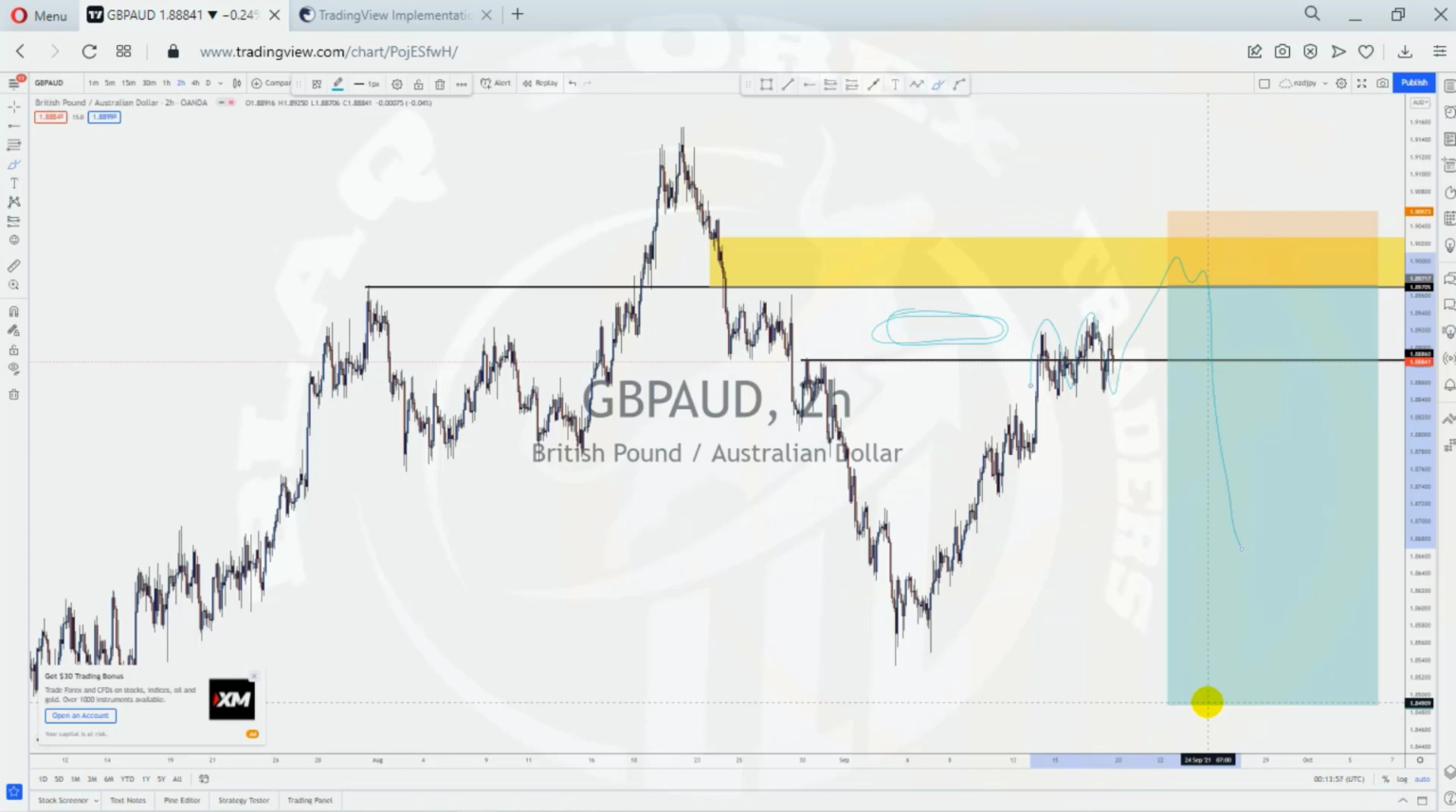So these are the patterns that I used here. I used the QML patterns a lot in here, the demand, the supply. So that's how I trade.